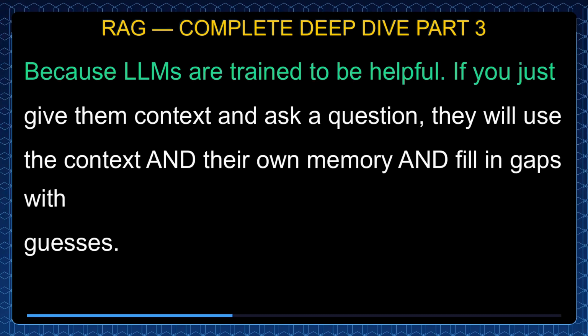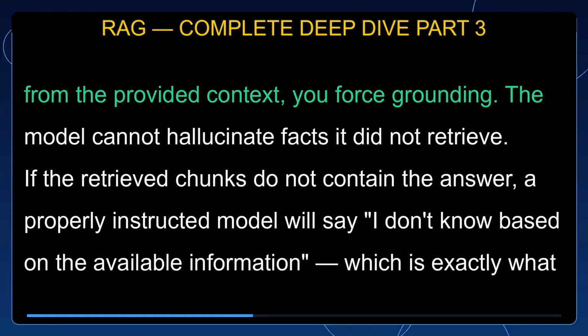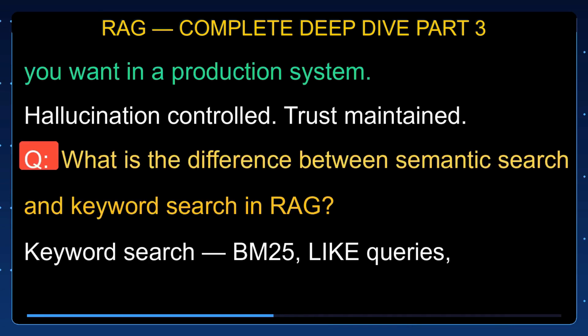Because LLMs are trained to be helpful. If you just give them context and ask a question, they will use the context and their own memory and fill in gaps with guesses. By explicitly instructing the model to answer only from the provided context, you force grounding. The model cannot hallucinate facts it did not retrieve. If the retrieved chunks do not contain the answer, a properly instructed model will say, I don't know based on the available information. Which is exactly what you want in a production system. Hallucination controlled, trust maintained.